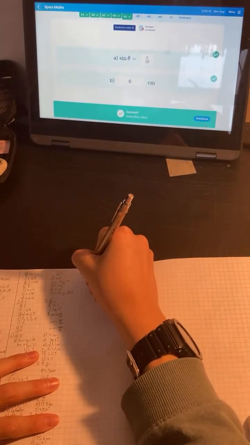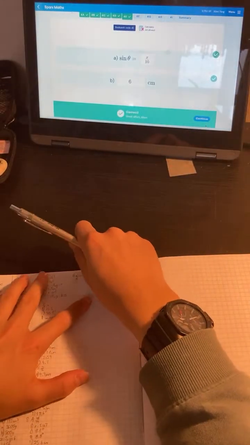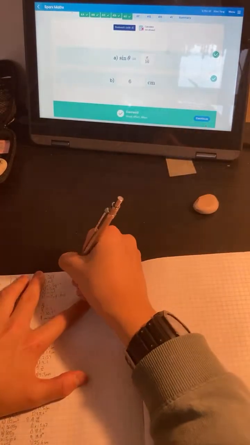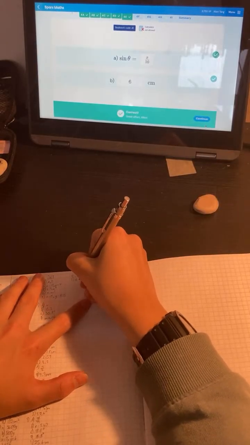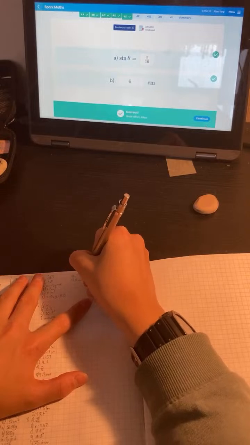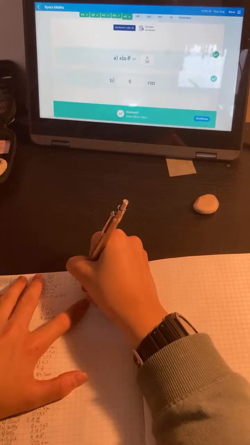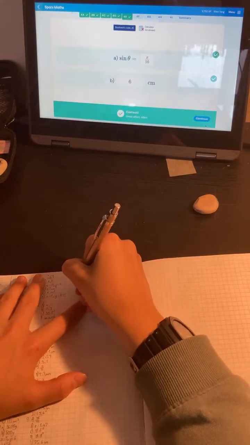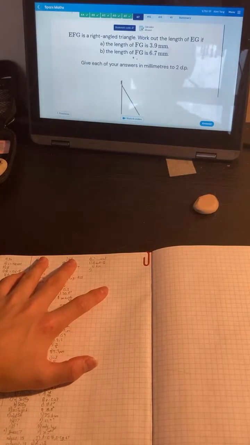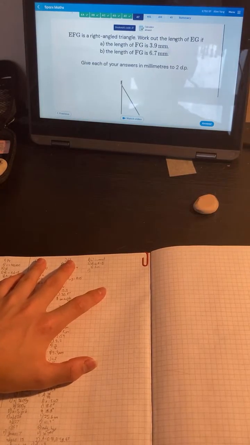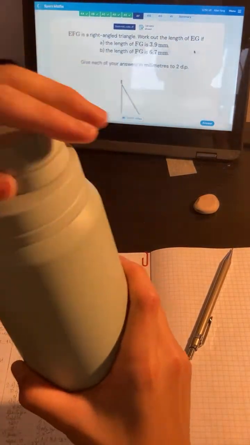So, oh, right, it's just another question. So E, A, sine theta equals x over 10, for the B part, 6 centimeters. F. EFG is a right angled triangle. Work out the length. Oh, I need water. My mouth is dry as hell.